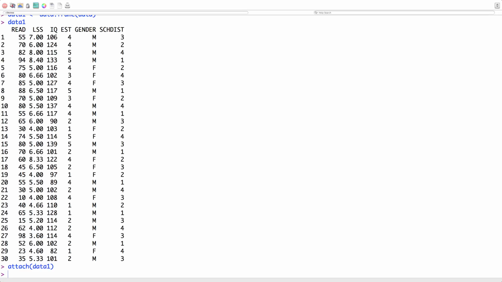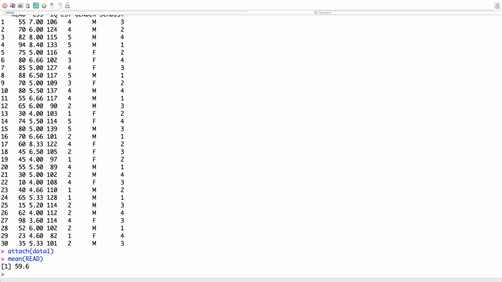The easiest way to check yourself on this is to just try to take the mean of one of the variables. If I had tried to do this before I attached data 1, I wouldn't be able to, or at least I don't think I could. Once I attach it, that means I'm ready to do some cool stuff.